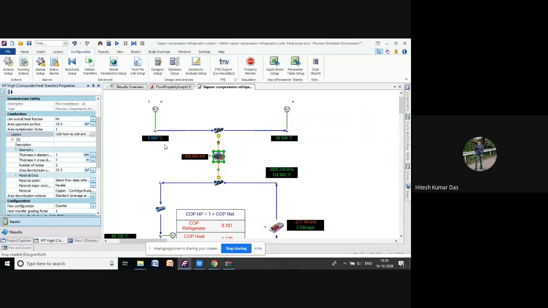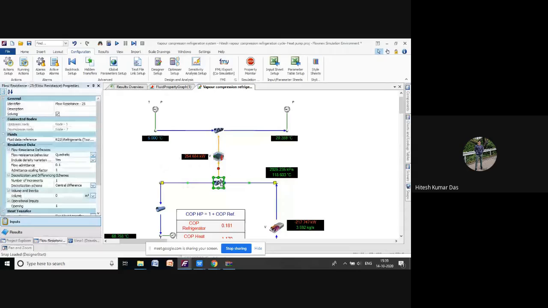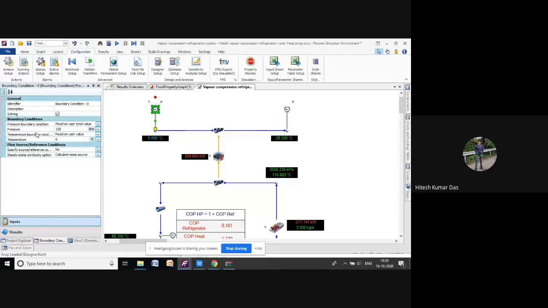Heat transfer is happening from here to here. This is the condenser, so heat rejection will be there at constant pressure. One type of fluid is flowing in this circuit, and one fluid is flowing here, so heat transfer happens from this side to this side. For this side, we have assigned pressure as 120 kilopascal and temperature as 6 degrees Celsius. For the outlet boundary condition, we have assigned pressure as 110 kilopascal. So due to the pressure difference, flow will happen.